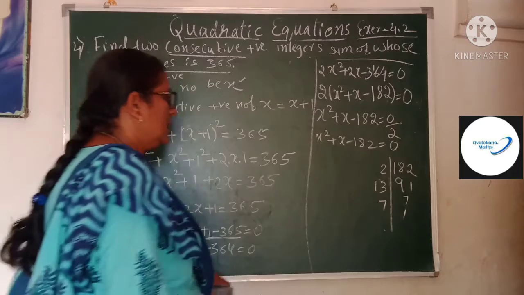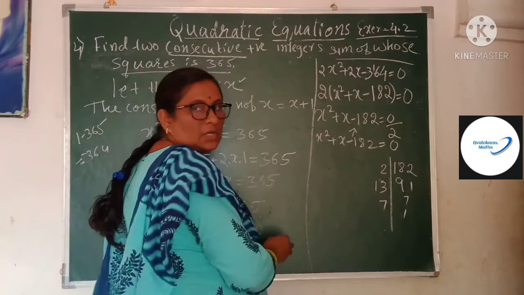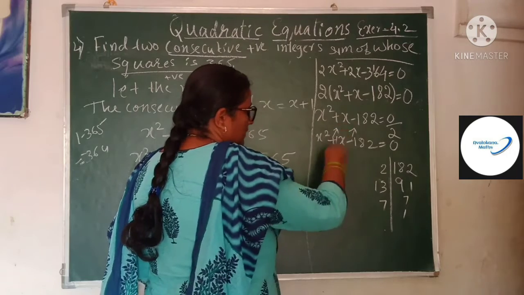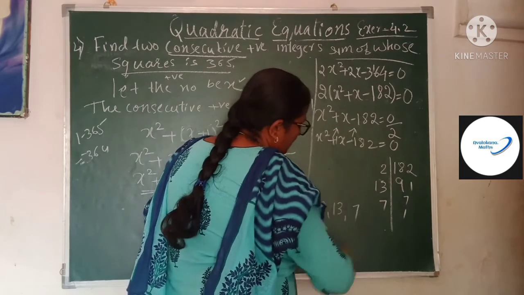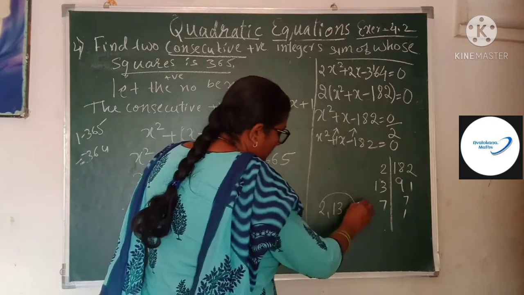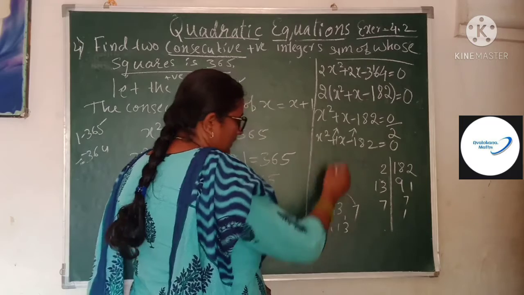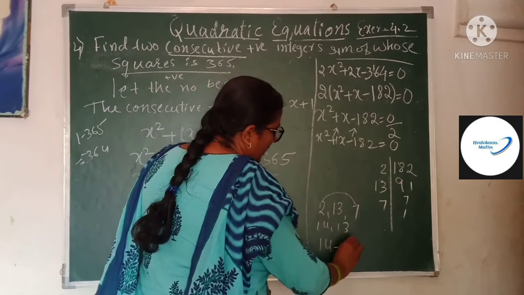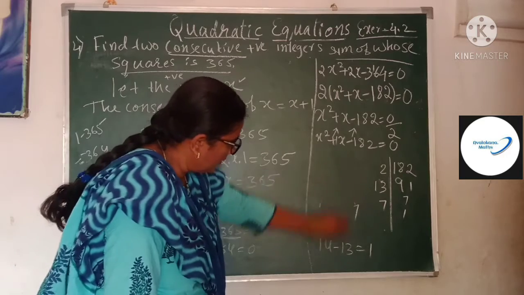So interesting it is. Now what does this sign show? You have to subtract the factors. This sign shows that you have to get plus 1. So your factors are 2, 13 and 7. The best way is 182 is 14 into 13, and plus 1 you want: 14 minus 13 gives 1. Okay. Now let me proceed with this one.